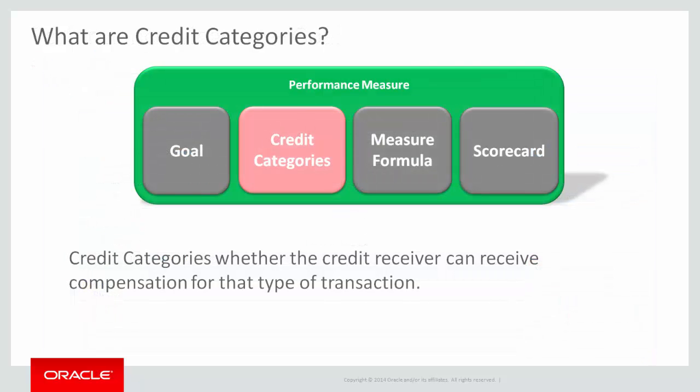The next thing is, once we've identified the goal, the credit category. And what are the things that the credit receiver, or the person on the compensation plan, can receive compensation for? Just because I sell something doesn't necessarily mean that that transaction is going to be picked up and is eligible for compensation. And the way that we connect the type of transaction or the type of element of record that's been sold, and how we measure that against the eligibility of the person, is something that we call credit categories.